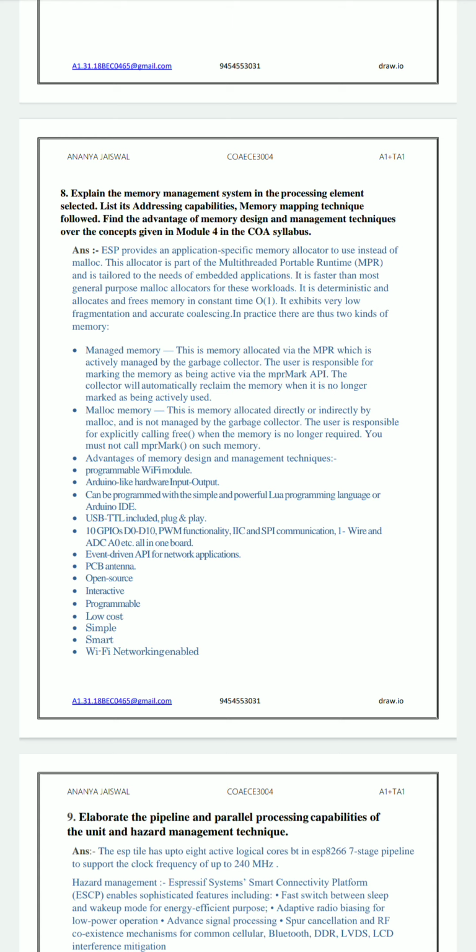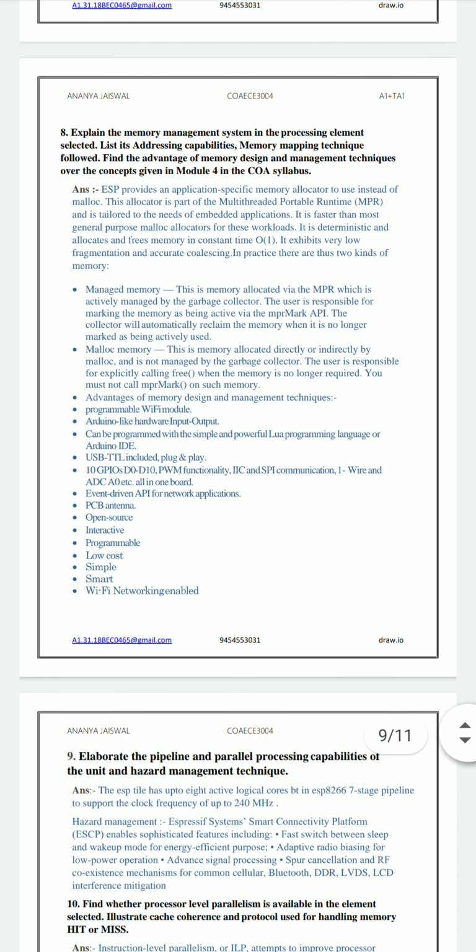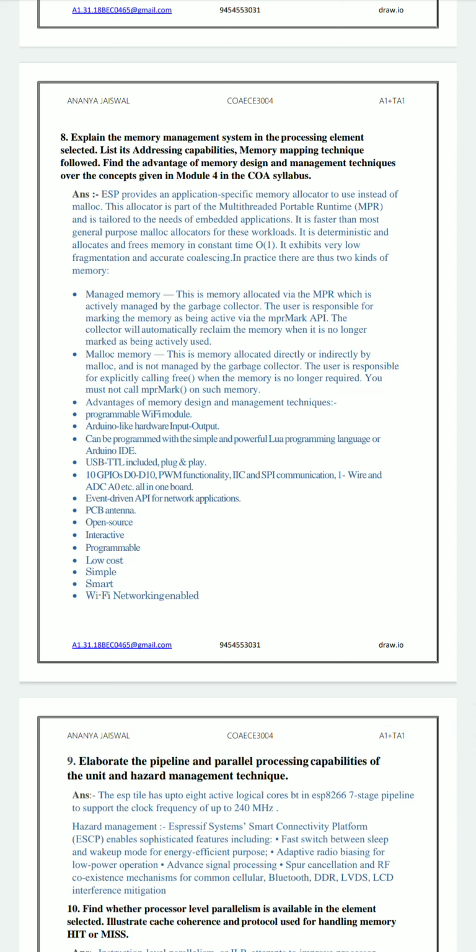Managed memory is allocated via the MPR, which is actively managed by the garbage collector. The user is responsible for marking the memory as being active via the MPR mark API. The collector will automatically reclaim the memory when it is no longer marked as being actively used. On the other hand, malloc memory is allocated directly or indirectly by malloc and is not managed by the garbage collector. The user is responsible for explicitly calling free when the memory is no longer required. You must not call MPR mark on such memory.